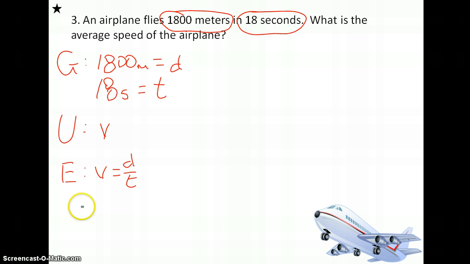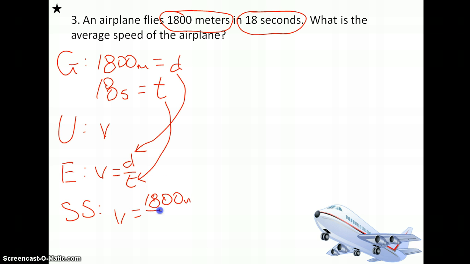So then we just plug in our numbers. We just need to substitute and solve. So we'll substitute in our numbers: 1,800 meters for our distance. That distance of 1,800 meters gets plugged in here, and your time of 18 seconds gets plugged in on the bottom. And using your handy dandy calculator, you can see that your answer is going to be 100 meters per second.